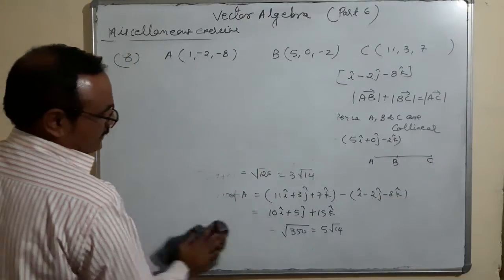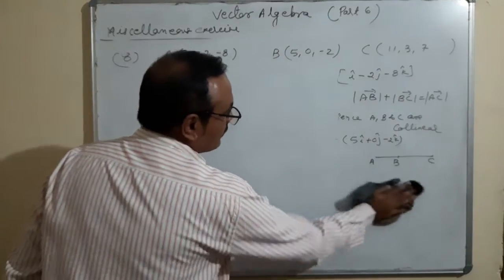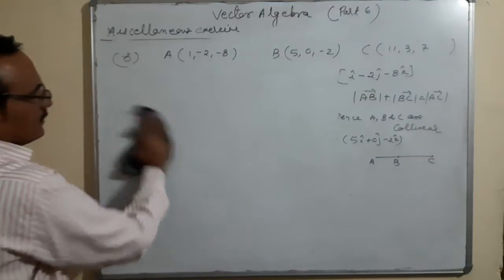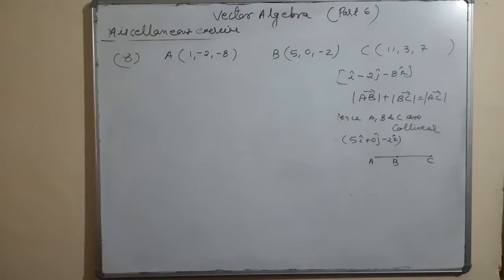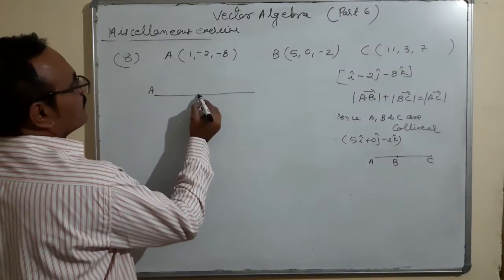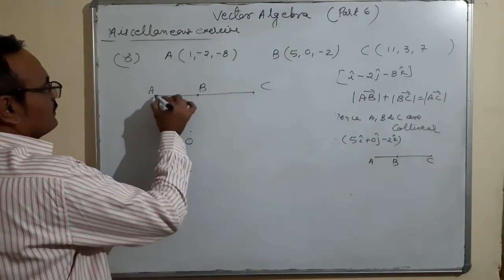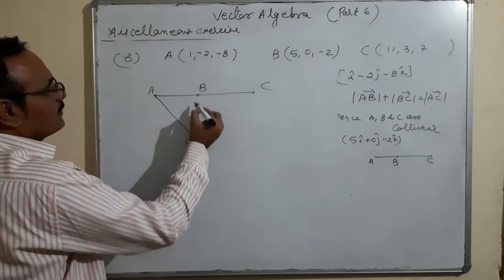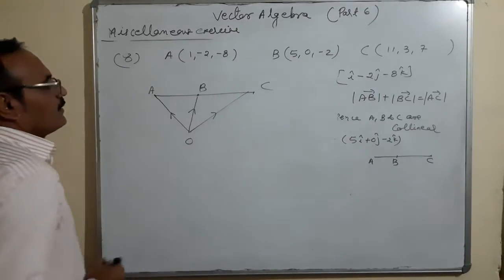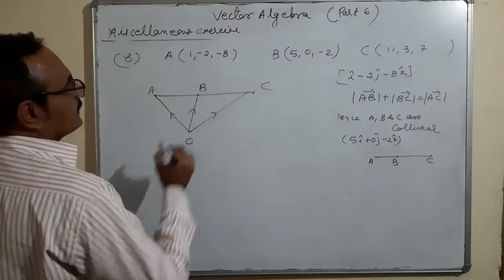B divides AC, and we are finding the ratio. So we'll use the section formula, internally. I'll make a rough diagram here: this is A, here is B, and this point is C. Let O be here. This is A, 1, minus 2, like this.